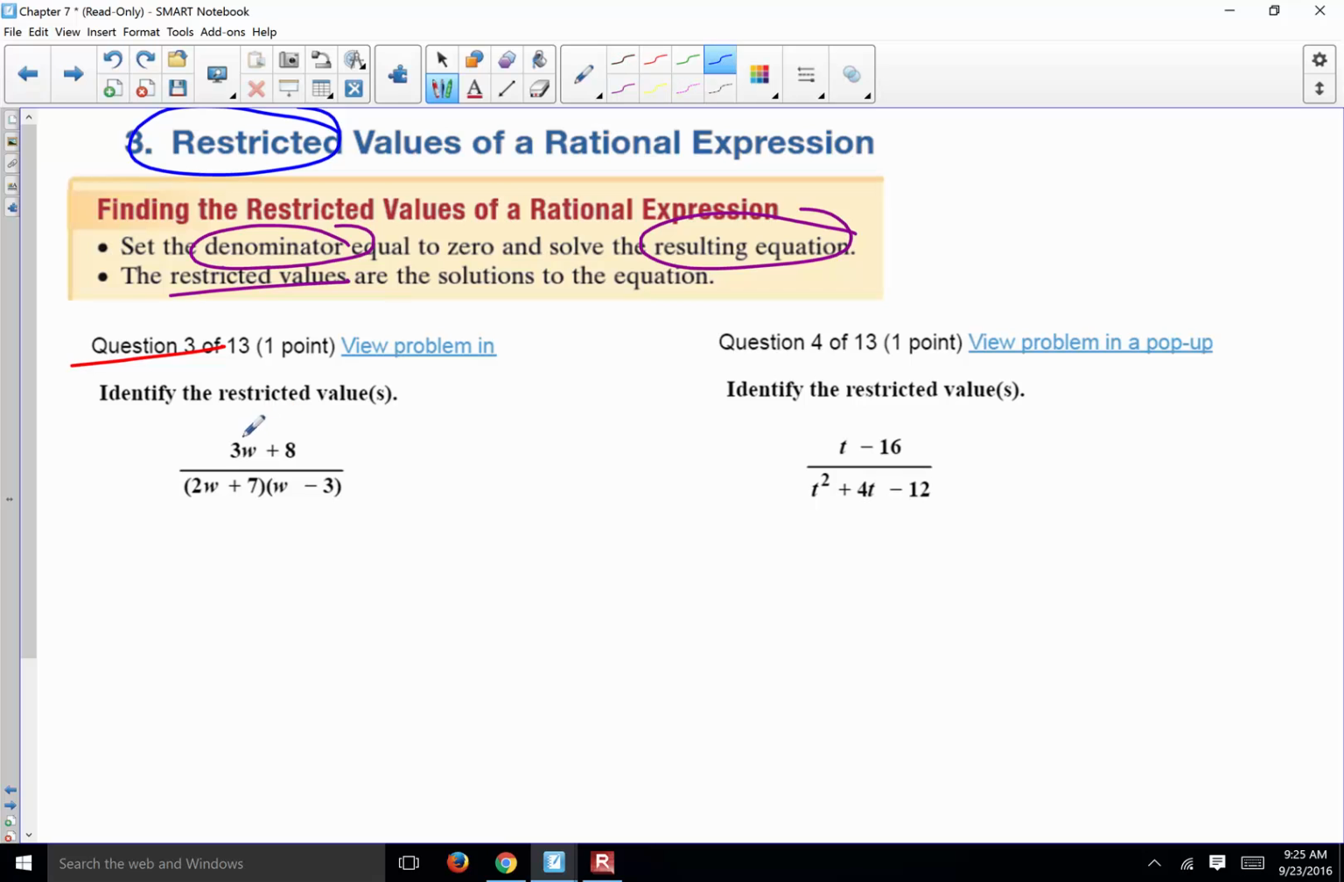Now, forget the top. I don't care about the top. I don't even know why they're giving it to us. I don't need it. They want the restricted values. You must focus on this part, guys. And what does the recipe say? Find out what number or numbers make this 0. So I will literally check out the worst case scenario and set it equal to 0.